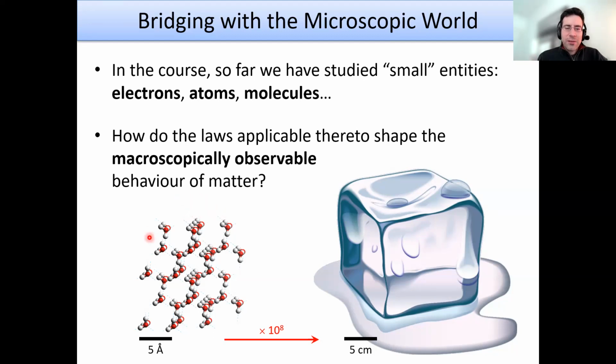What we feel and touch is matter at the macroscopic level, right? So this is our ice cube. And the question is, how do we link, right? How do we link the scales? How do we go from here to there? And this is a non-trivial problem because we're talking about several orders of magnitude, right? Going from the microscopic world to the macroscopic.